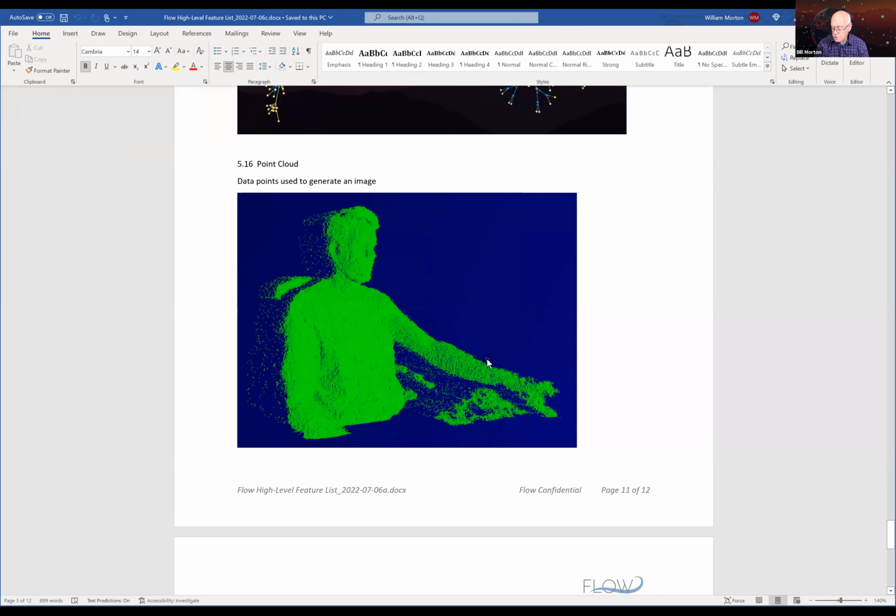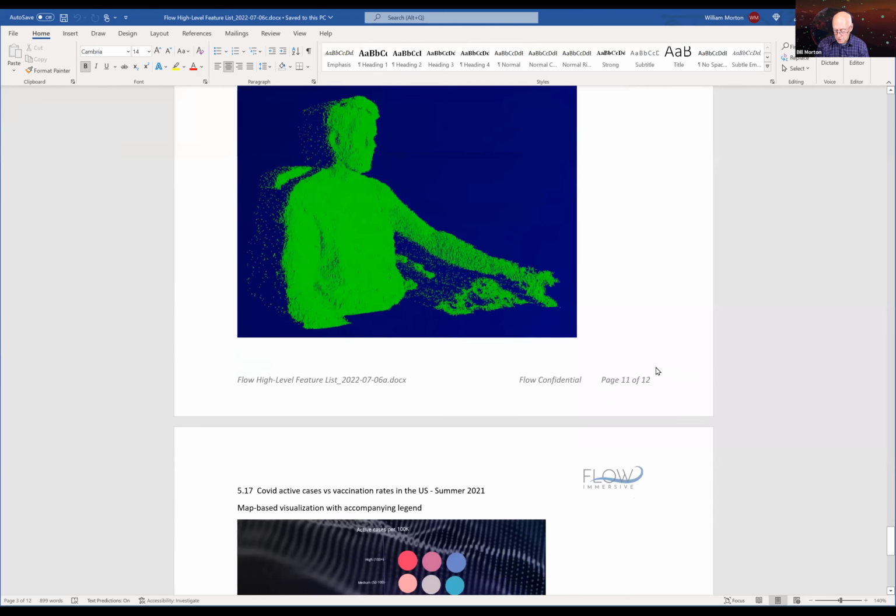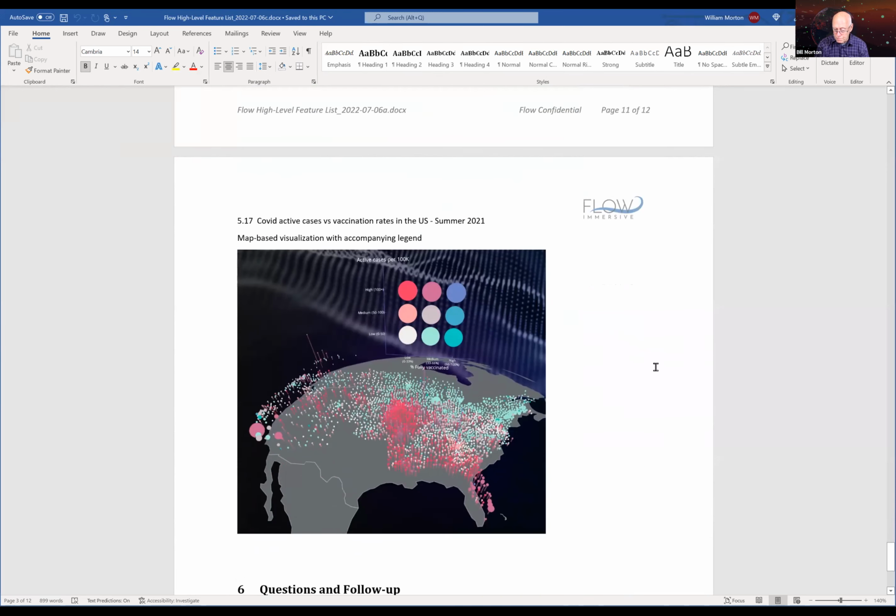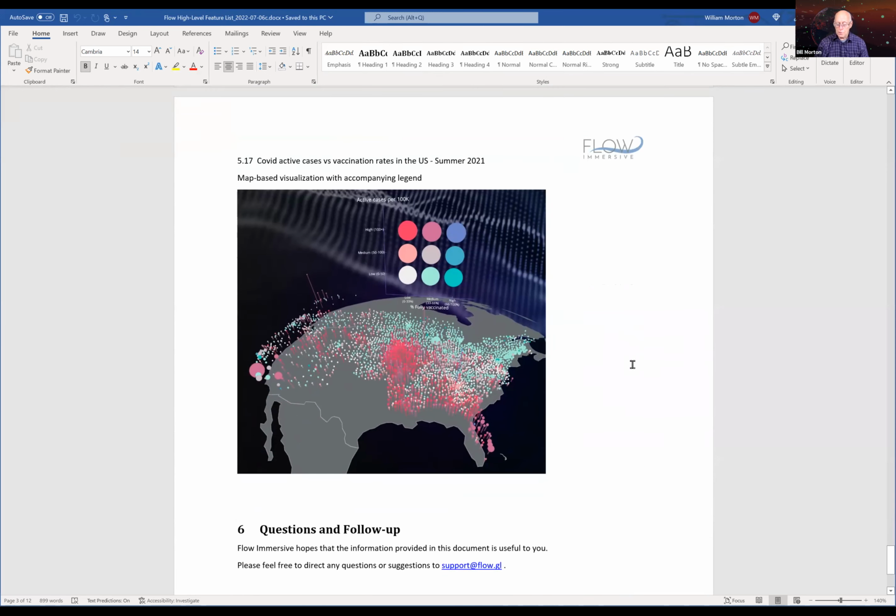It becomes pretty simple, actually, to take a data set and randomly position the dots within the geometry of this point cloud 3D representation. So that's called point clouds. Then the final one, this is also in our featured flows.